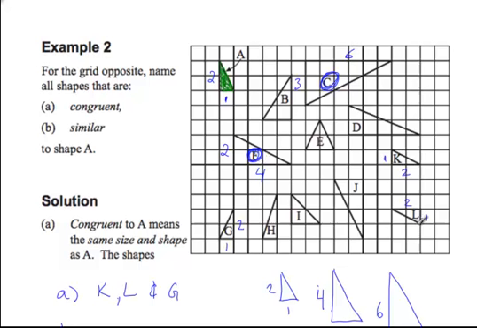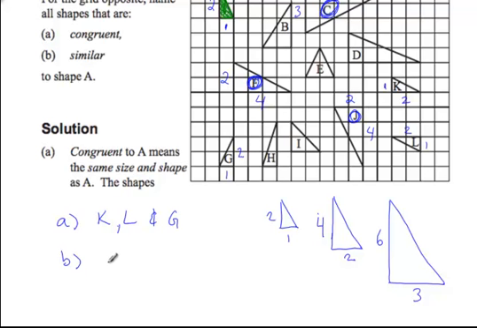Do we have anything else? J is also the same as F. This is 2 and this is 4. So J is also double triangle A. So there we go. The answer to B, similar to A, we have C, F, and J.